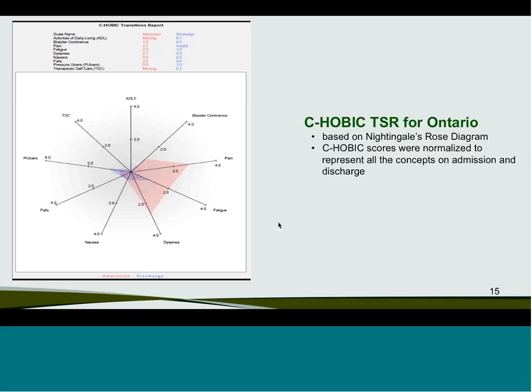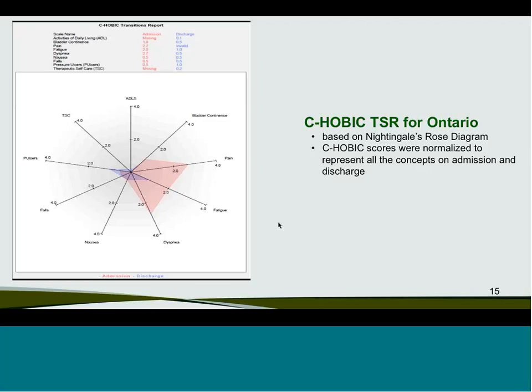I realize it's a little difficult for you to see, but at the top of the graphic there's a legend that tells you which scale you're looking at, whether it's ADLs, bladder continence, pain, fatigue, dyspnea, nausea, falls, pressure ulcers, or therapeutic self-care, and tells you what the aggregated score is on a scale of 1 to 4 for each of those scales, and then it graphs them.